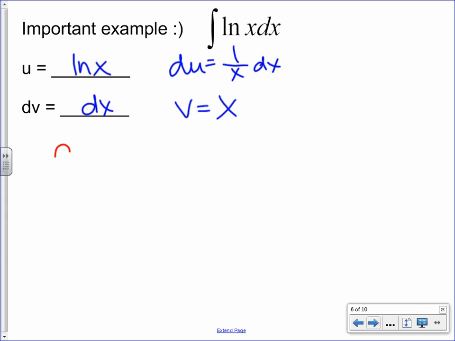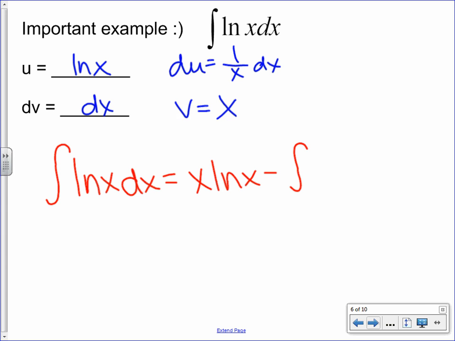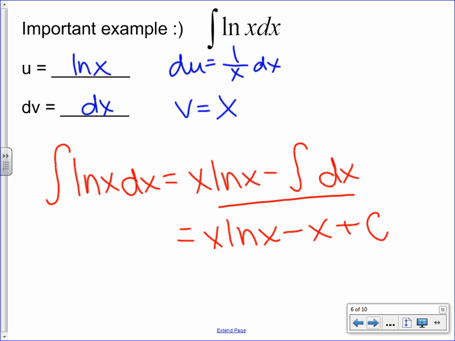So the integral of the natural log of x dx would be u times v minus the integral of... what goes inside the integral? 1. Yes. How do you get that? v du, and v du is just dx. So we have x natural log of x minus x plus c.